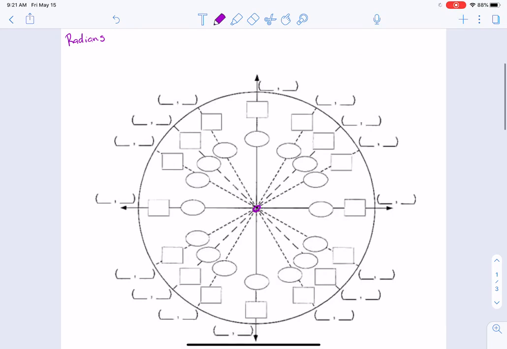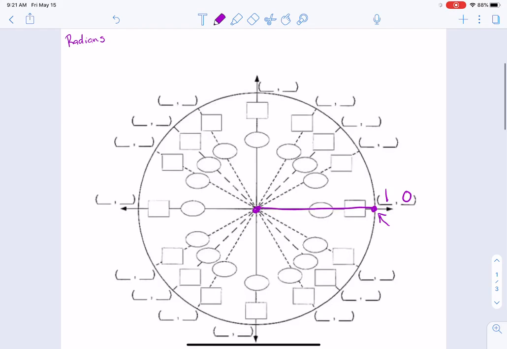Well, if we start here at the center of our circle and we go all the way out to the edge, that is going to be a measurement of 1. So we'd go over 1, up 0 to find the ordered pair of this point right here. So that is the point (1, 0).